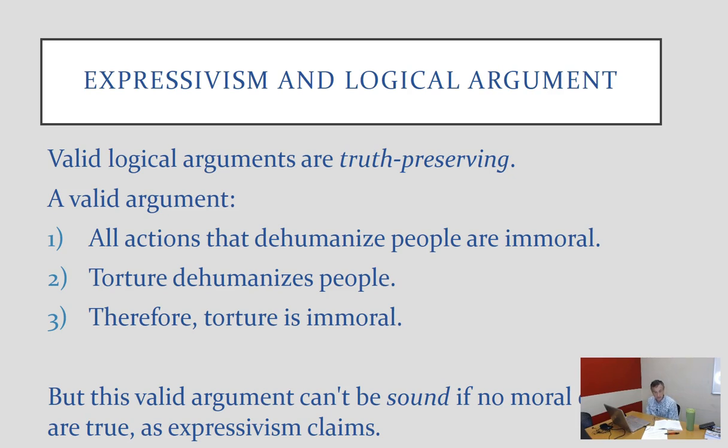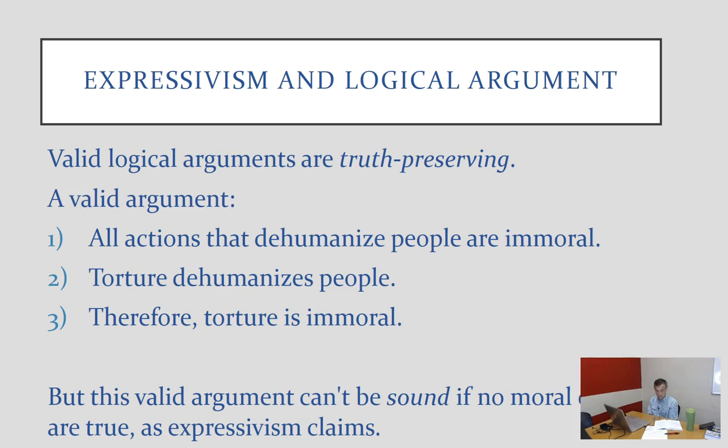If you look at the claim that your author makes on 316 as part of a moral argument, take this claim: all actions that dehumanize people are immoral. You can, of course, substitute whatever general moral principle you want in there. You could say something like, all actions that discriminate against people based on race are immoral. You could put that in there.